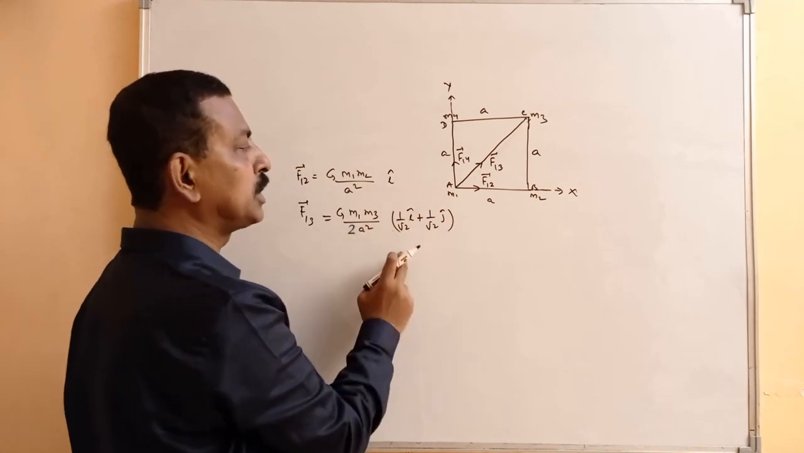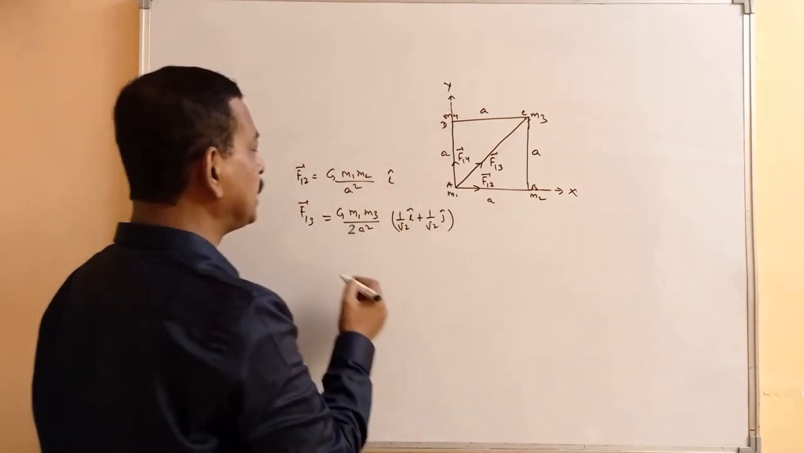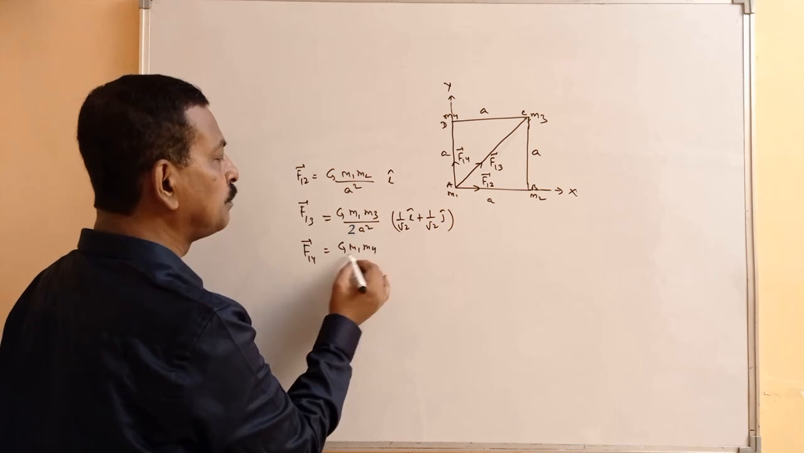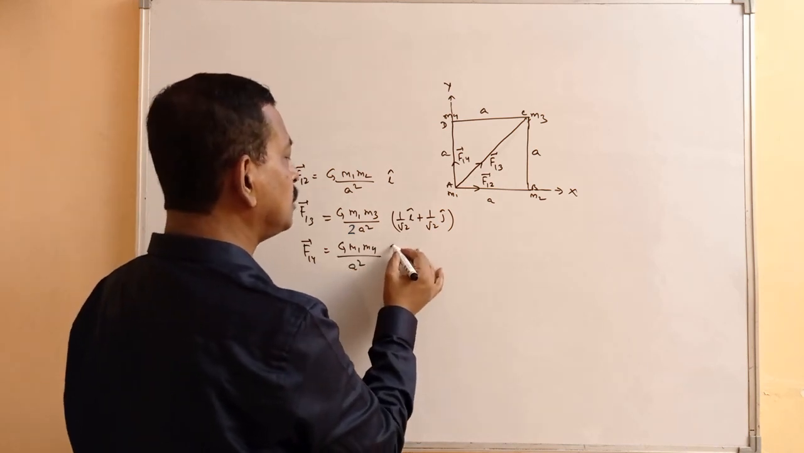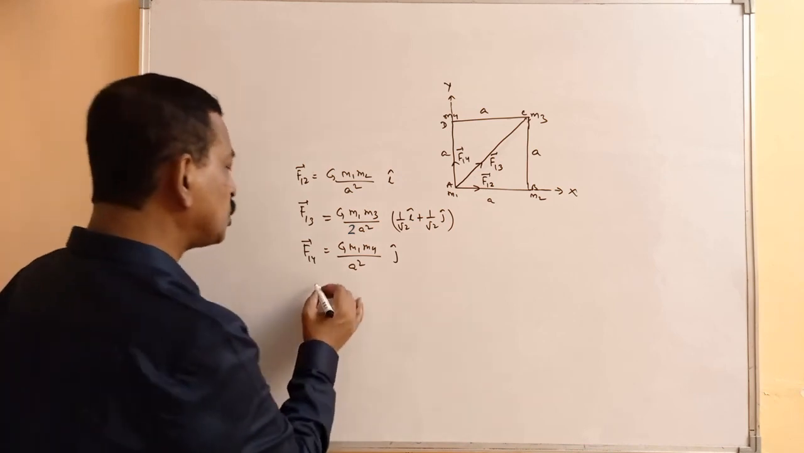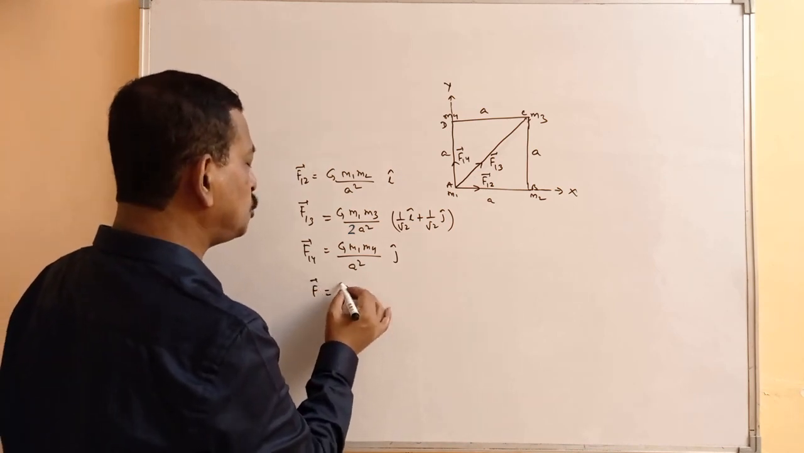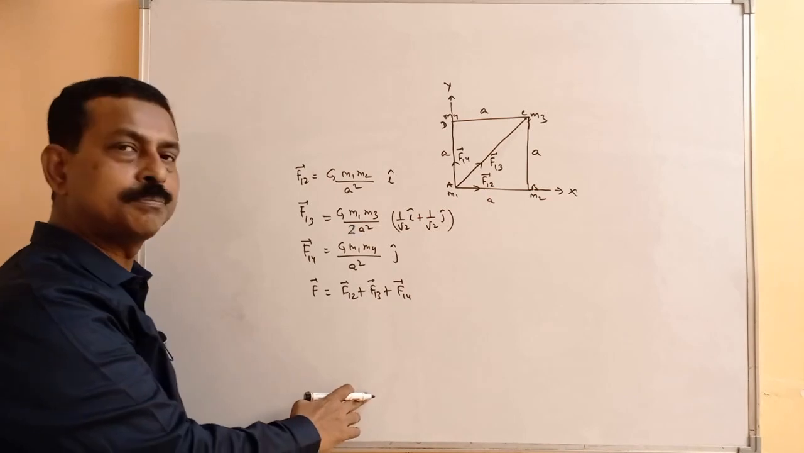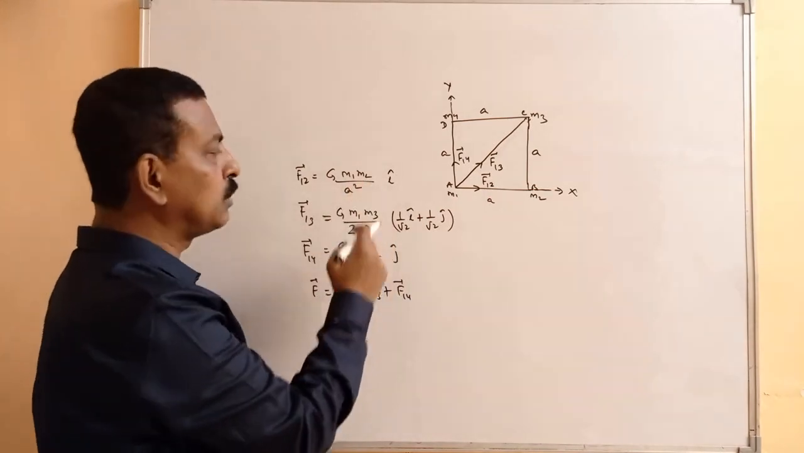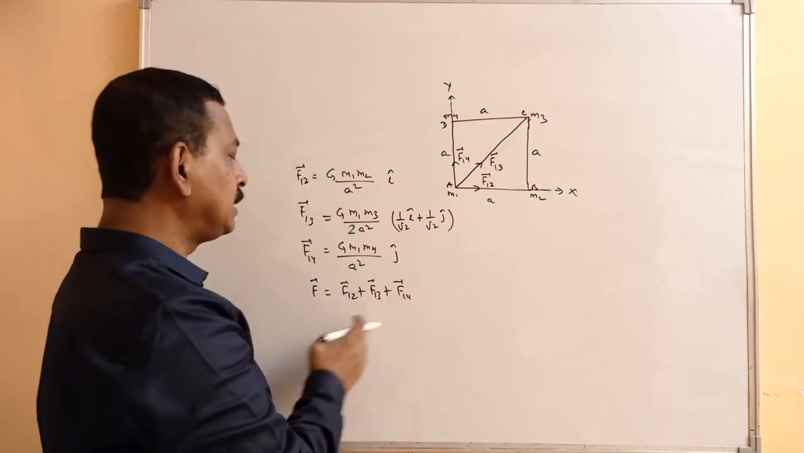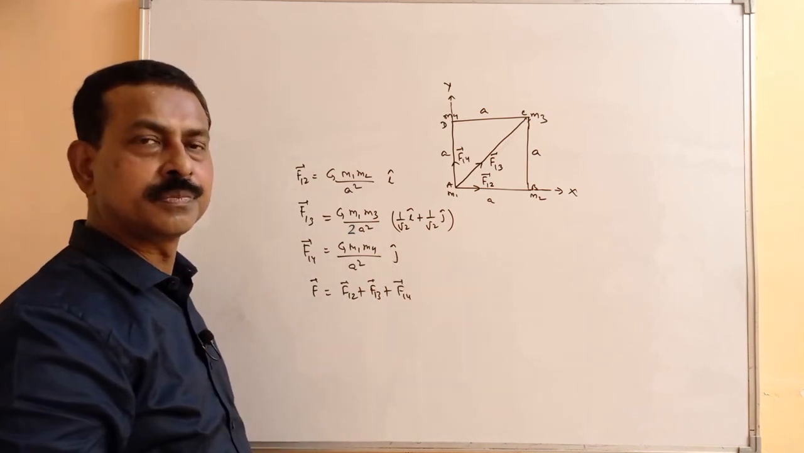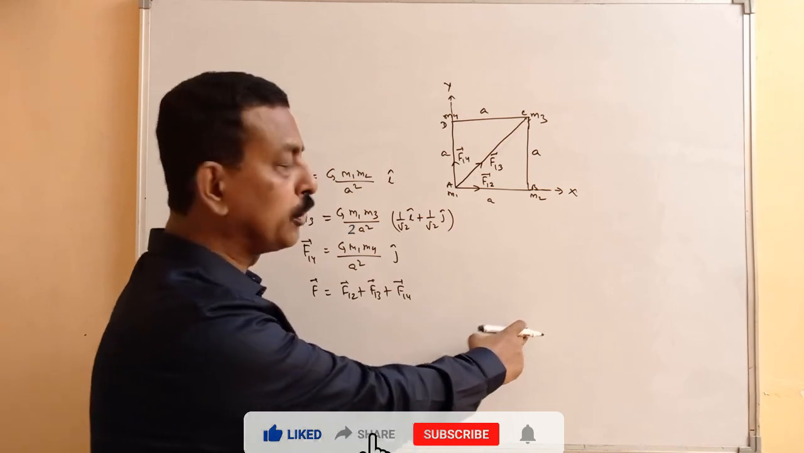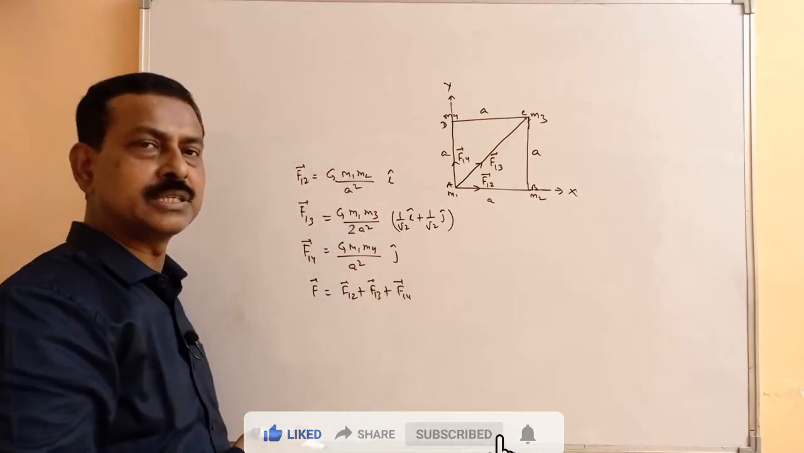So this is F cos 45, which is 1 by root 2, along the x-axis. This is along the y-axis. F14 will be equal to G m1 m4 divided by A square, and this is along the y-axis. So the net force is the sum of F12, F13, F14. Here you just add the x components at one place and the y components at one place, and then you find the magnitude. Because it will be in Cartesian form, x component into i cap plus y component into j cap. So from that you can find the resultant.